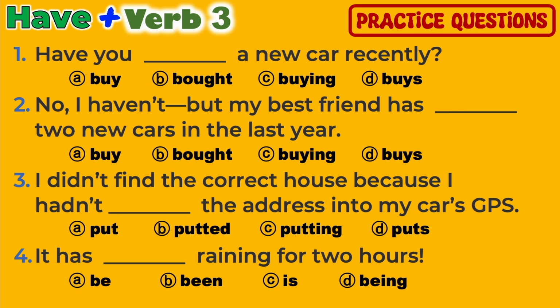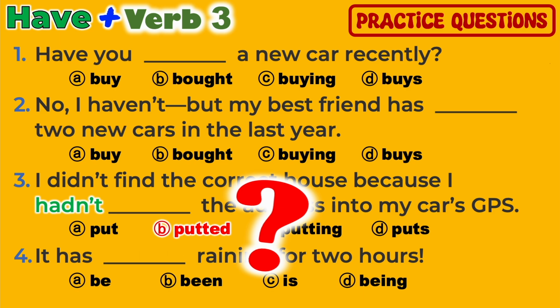I didn't find the correct house because I hadn't the address into my car's GPS. All right, the GPS is the sat nav, if that's your preferred vocabulary where you live. What do we think here? Do you see the helping verb? It's not the didn't. The didn't part is finished. We need to finish the hadn't part. What comes after hadn't? Of course, it is putted, right?